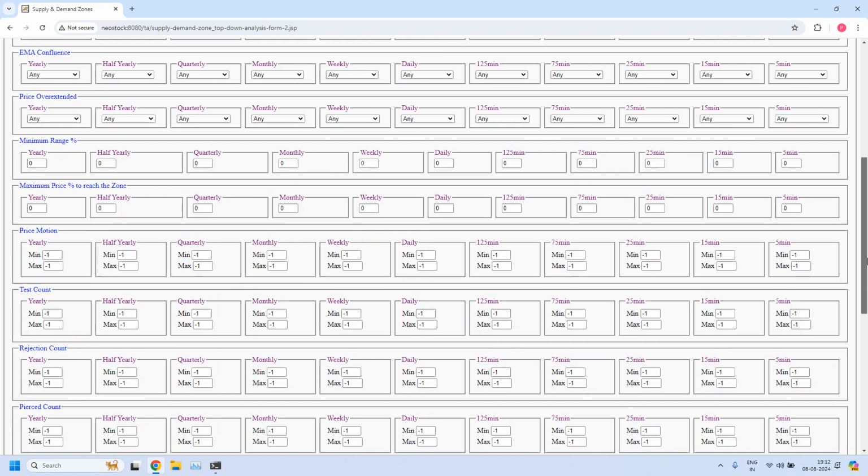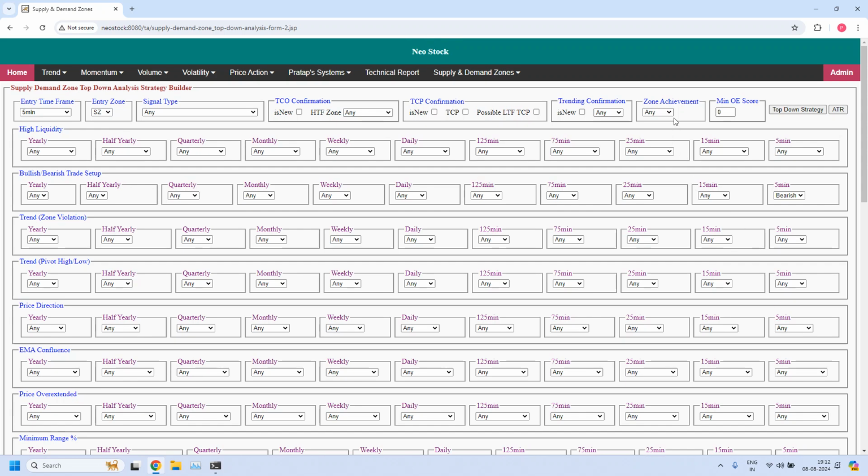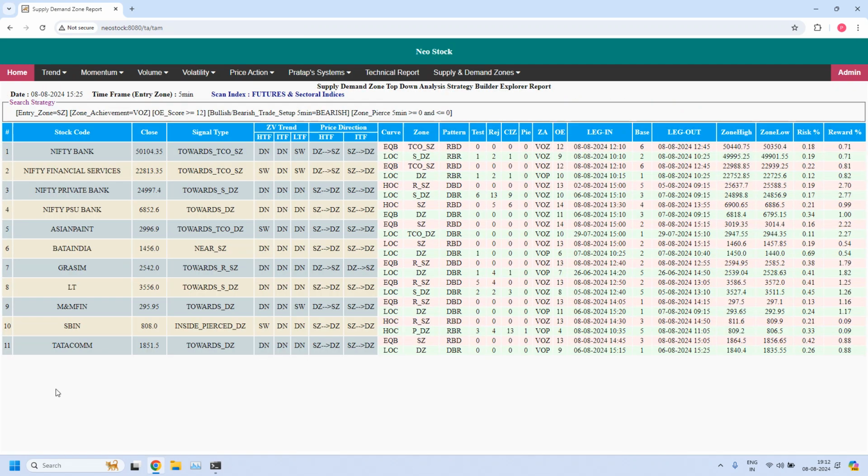So in the pierced count on 5 minutes time frame, minimum value 0, maximum value 0 we set, and zone achievement should be violated opposing zone, and minimum odd enhancer score is 12. Now all the three filters are applied to 5 minutes supply zone. Now let us filter the stocks. 11 stocks are filtered. All these 11 stocks are supporting a bearish trade setup for hourly income trade.